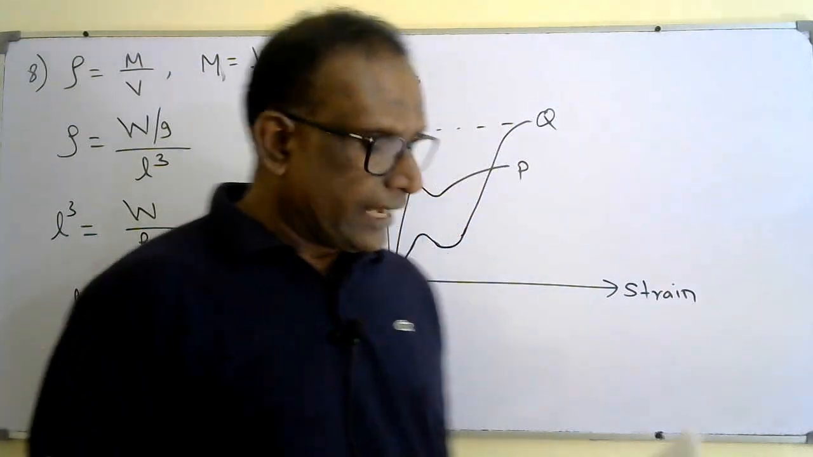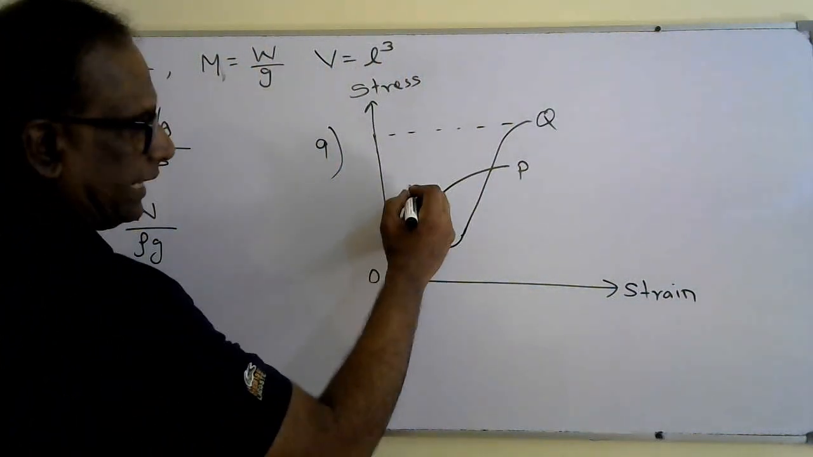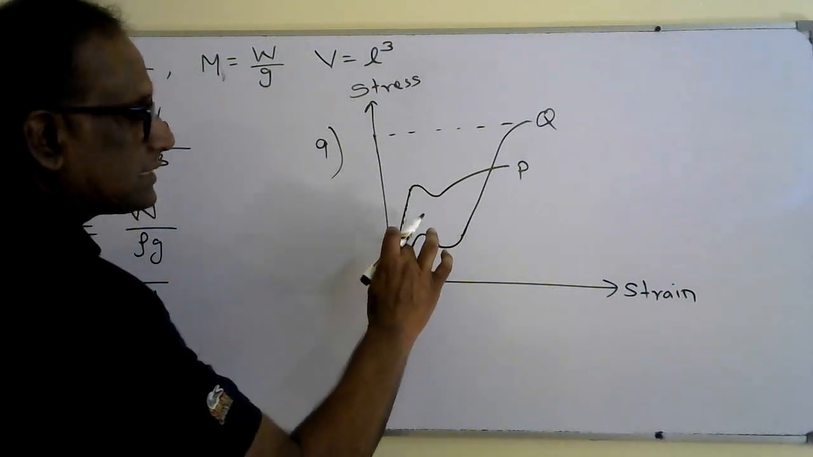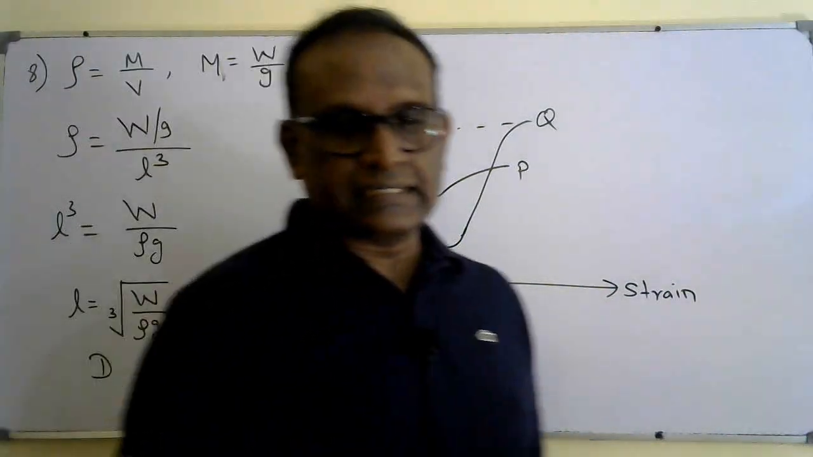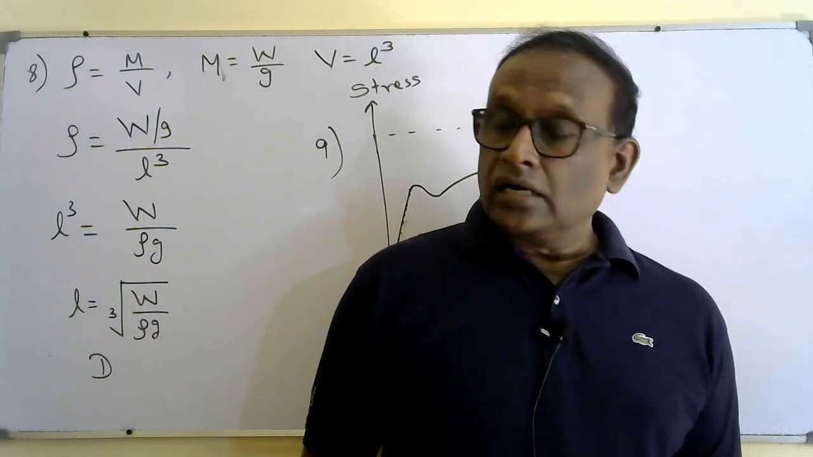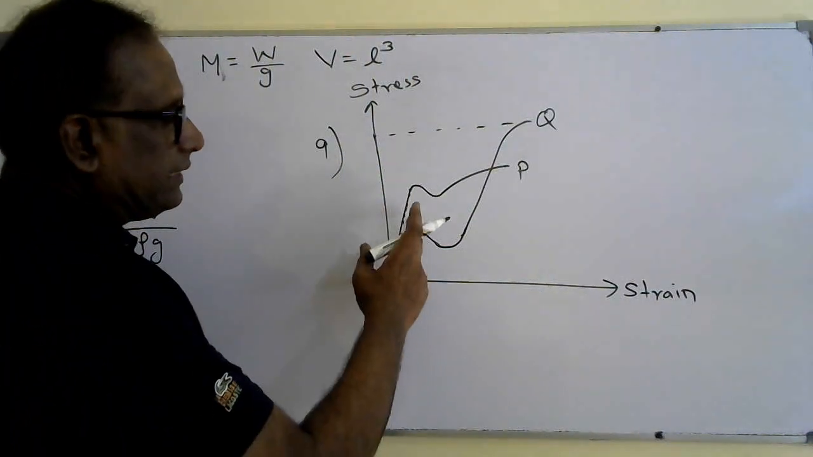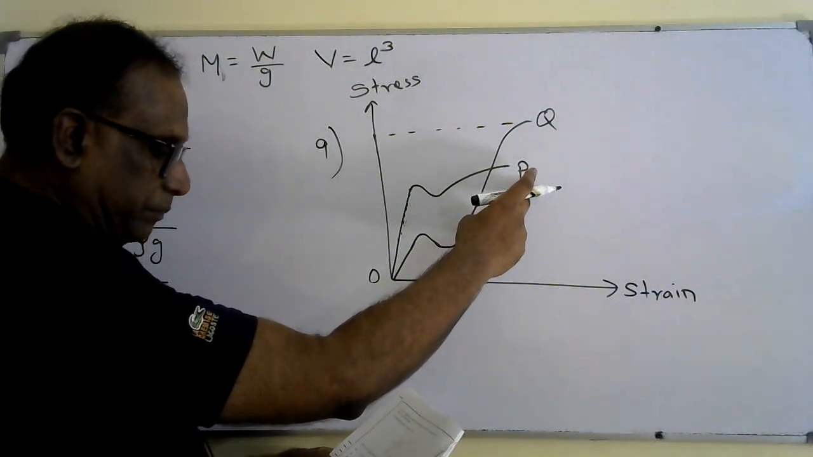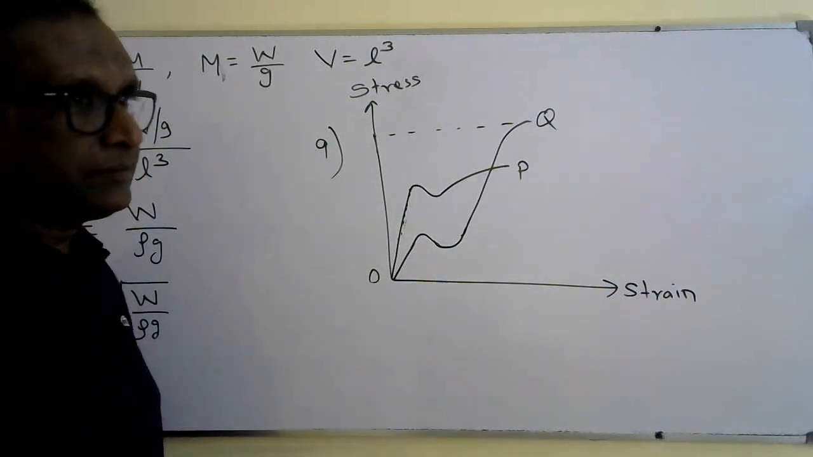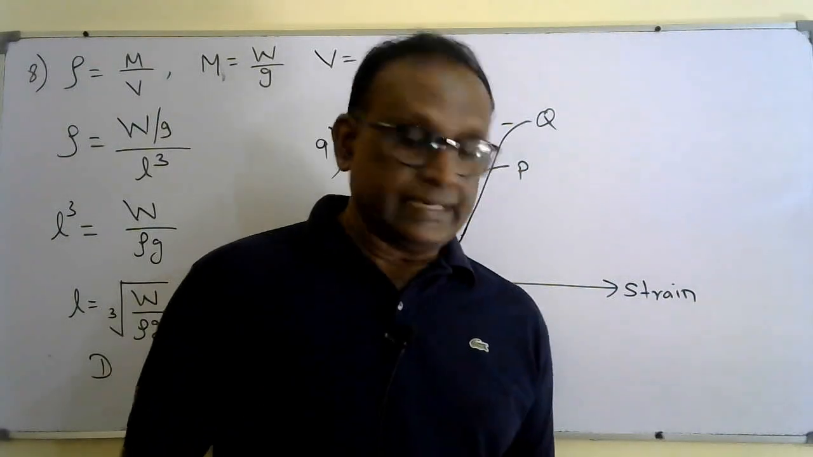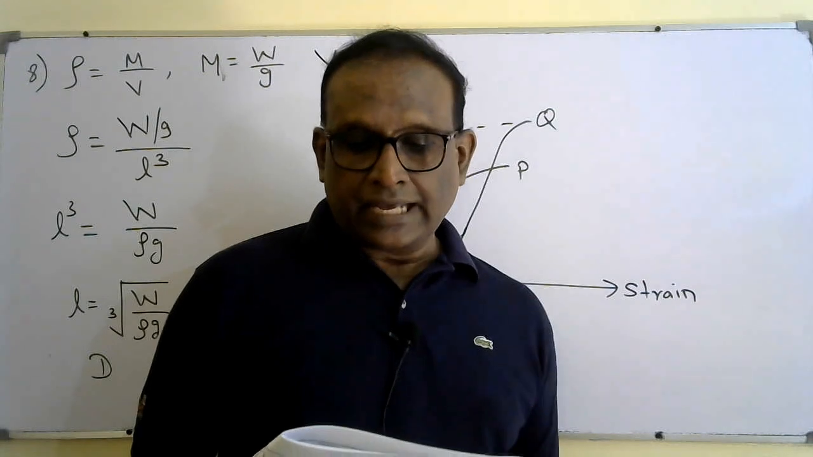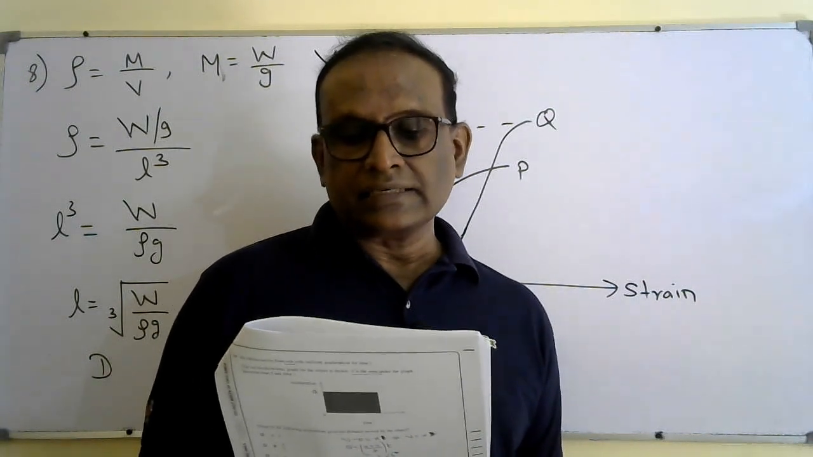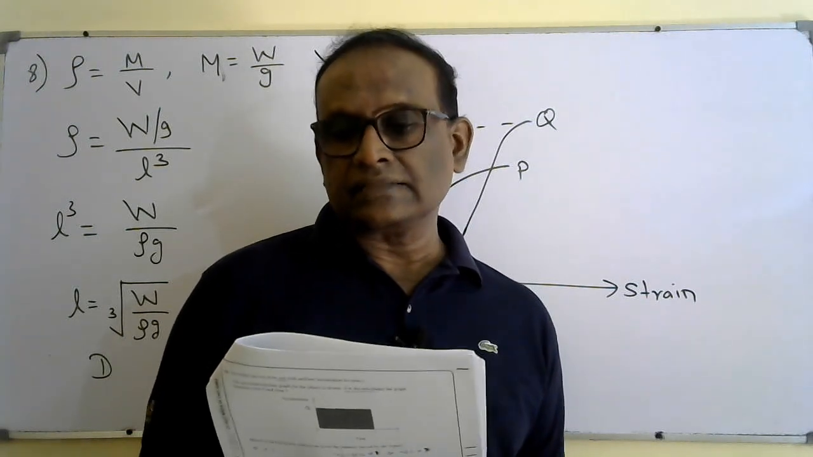Then we'll go to the D part. P has lower Young modulus. Actually, P has higher Young modulus. Young modulus is given by the gradient of the straight line part. Which one has greater gradient in the linear portion? P. But statement D, P has lower Young modulus, is wrong. So we know A, B and D are wrong, which means answer C is the correct one.